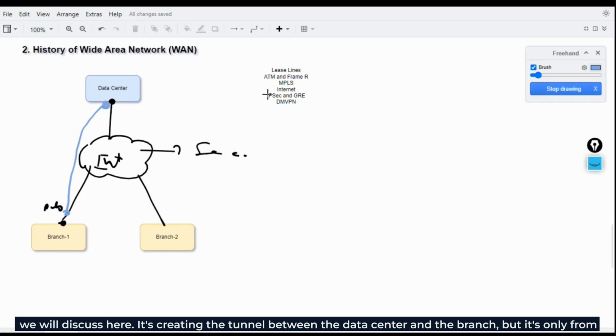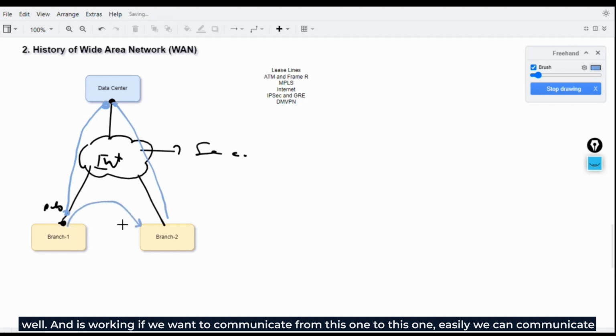It creates a tunnel between the data center and the branch, but only a single tunnel. What exactly happens in dynamic multipoint? It will create the tunnel from here to here as well. If we want to communicate from this branch to that branch, we can communicate easily without going through the data center. This is the benefit of DMVPN. But the problem with DMVPN is that it is very complex. If we have 1,000 branches, how do we manage them?